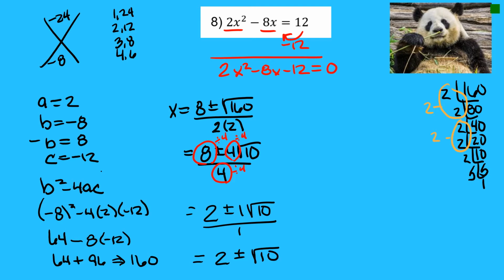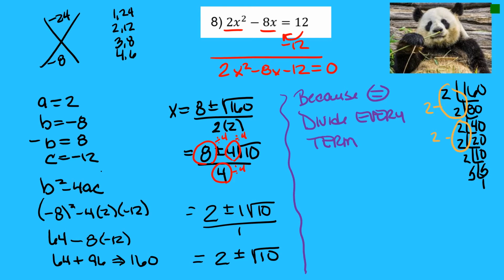Now, there is something that I can tell you here. This is something I hate to tell you, but because you have an equal sign, you can divide every term by 2. So you know how over here we said do all the outside numbers divide by the same thing? Here we're saying do all of these numbers divide by the same thing. They all divide by 2.